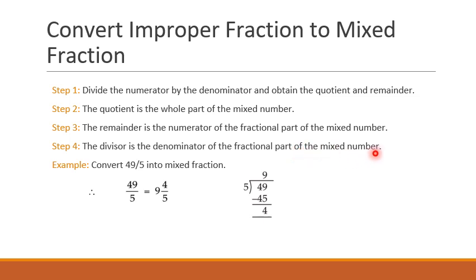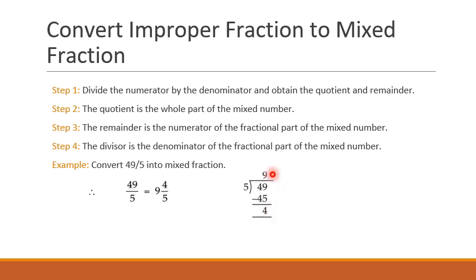So let's understand it in a better way with the help of an example. Convert 49 by 5 into a mixed fraction. Now what is the first step? We have to divide the numerator. So here the numerator 49 is to be divided by the denominator, that is 5. So 49 divided by 5. 9 5s are 45. We'll get the quotient as 9 and remainder as 4.